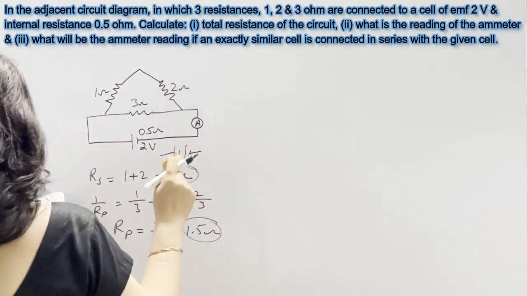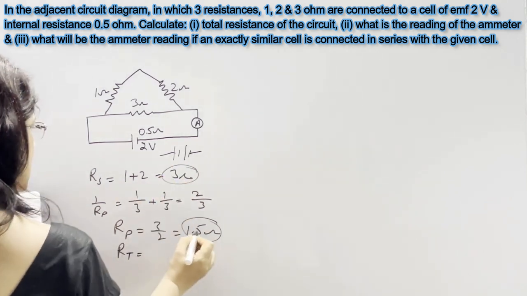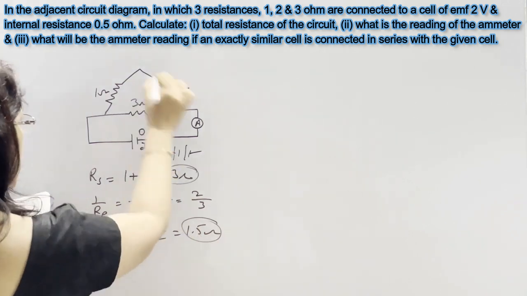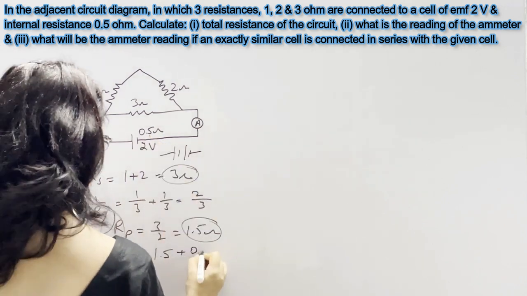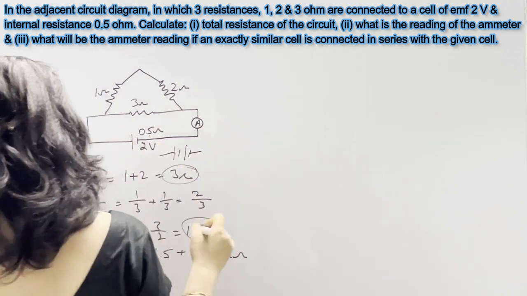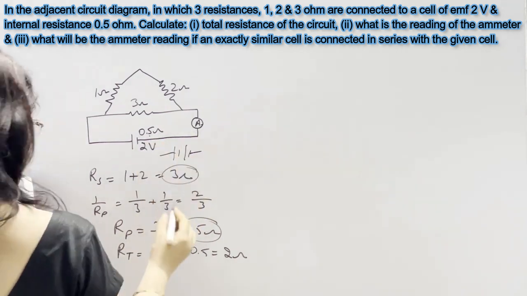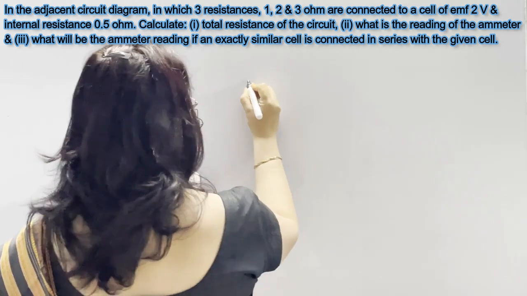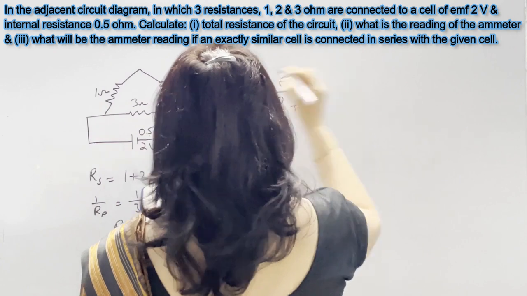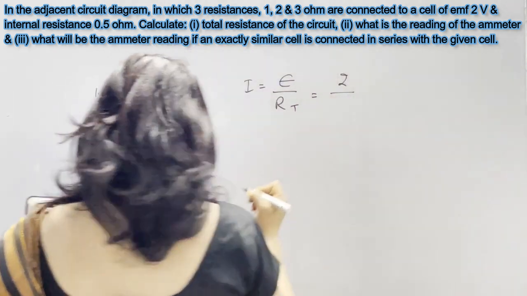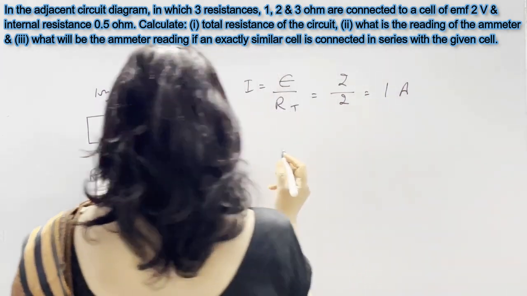Now first part, calculate the total resistance of the circuit. So the total resistance in the circuit is this parallel combination, 1.5, plus the internal resistance 0.5. It means 2 ohm is the total resistance in the circuit. For the second part, what is the reading of this ammeter? It is the current in the circuit. I is equal to EMF upon total resistance. Given EMF is 2 volt and total resistance in the circuit is 2. So current in the circuit is 1 ampere.